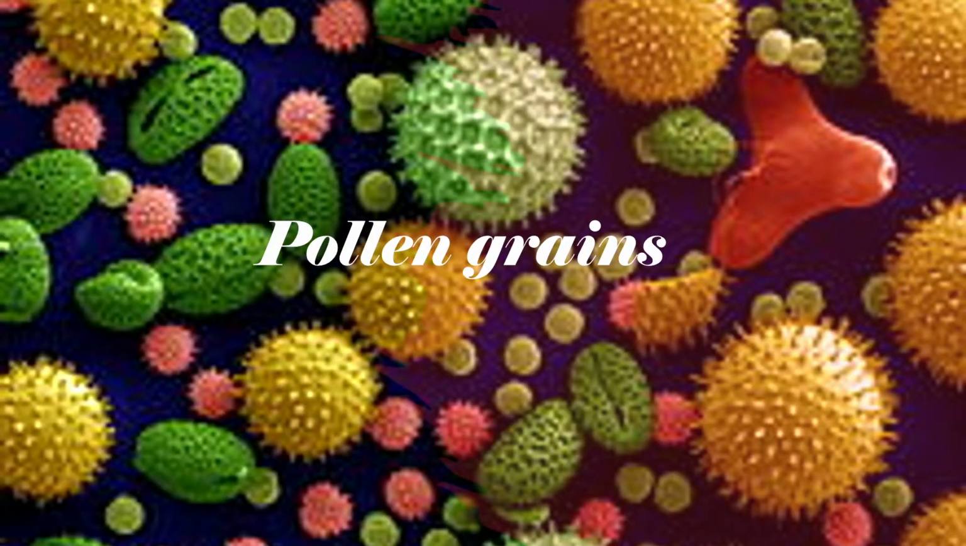Welcome back, guys. In the last video we discussed the process called microsporogenesis. The end result of microsporogenesis is the production of pollen grain, and in this video we are going to discuss the structure of pollen grain. So without wasting any time, let us begin.